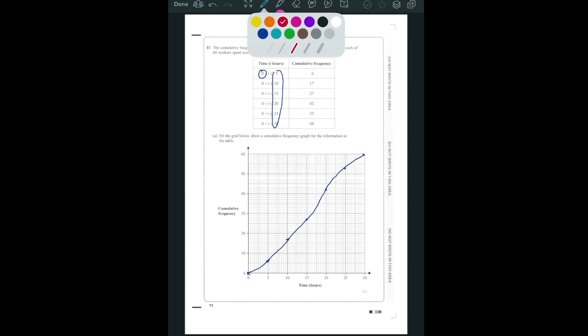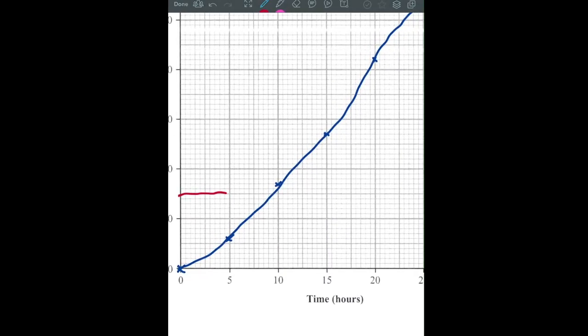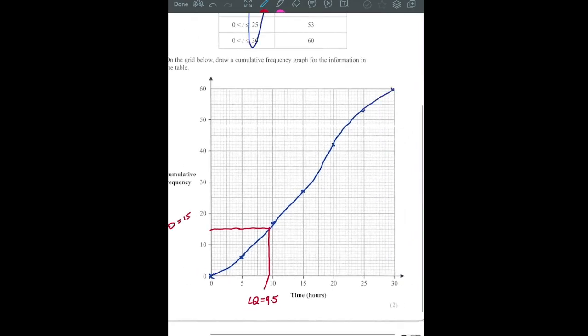If 60 is my total, a quarter of 60 is 15. So 15 is where my lower quartile will be. So draw across from there and draw down. Now reading that off, we need to be careful. We have 10 boxes to go from 5 to 10. So each tiny box is worth a half. So that's telling me that the lower quartile is 9.5. You may get a subtly different answer. There is some leniency built into the mark scheme for these questions, but you should be very similar.